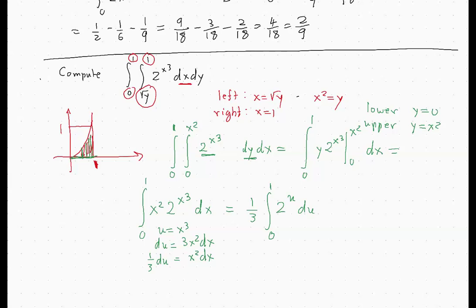So in any case, the antiderivative of 2 to the u, in general, the antiderivative of a to the x is a to the x over ln a. So you will have 1/3 times 1 over ln 2 times 2 to the u from 0 to 1. And of course, 2 to the 1 is 2, 2 to the 0 is 1. When finally you subtract these things, you will get 1/3 ln 2. And that's it.